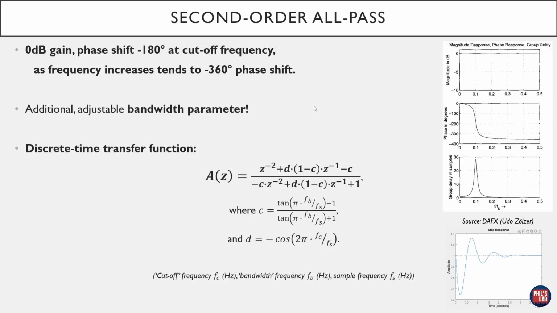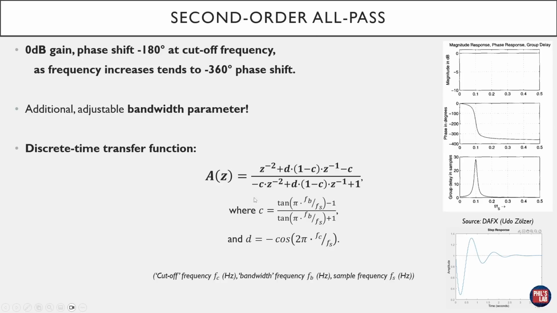However, this is a second order all-pass filter, and other than the cutoff frequency, we do actually get another additional and adjustable bandwidth parameter. So we have a bandwidth frequency. If you look on the right-hand side at the phase response around this cutoff frequency, we can adjust the steepness or shallowness of this slope with this bandwidth parameter. If we have a very large bandwidth, the slope is not going to be that sudden. If we have a very narrow bandwidth, we're going to have a very steep slope around that cutoff frequency.